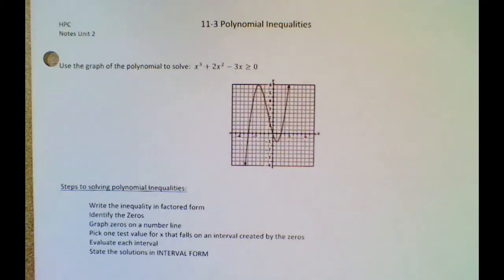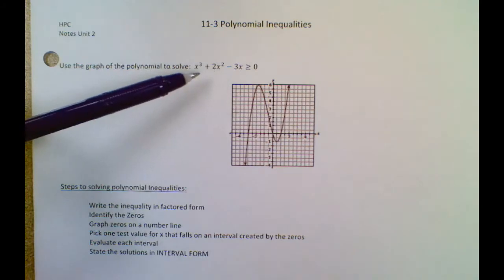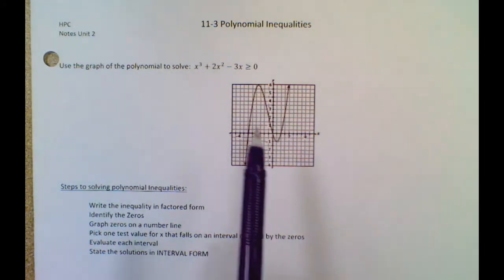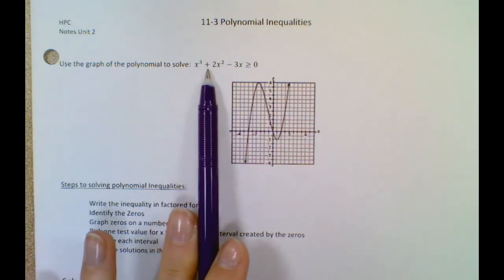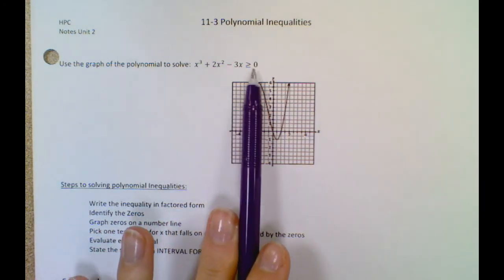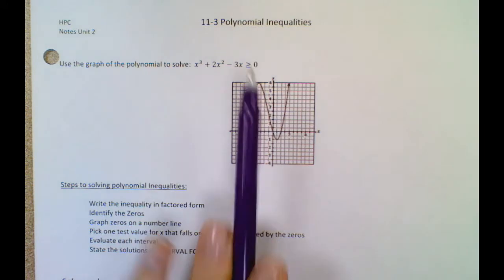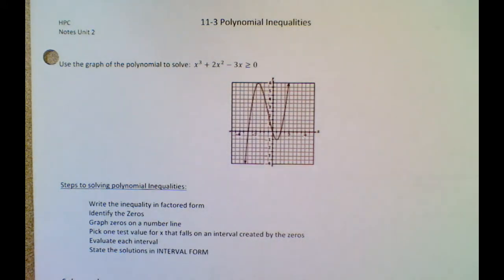Hey guys, today we are going to do section 11.3, which is polynomial inequalities. And first, we're just going to look at this example right here graphically. It says use the graph of the polynomial to solve x to the third plus 2x squared minus 3x is greater than or equal to 0. Okay, and we're going to actually write our solutions in interval notation. Okay, so we're going to be using our brackets and parentheses.